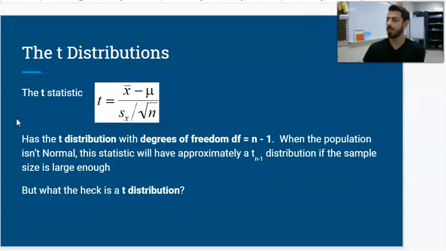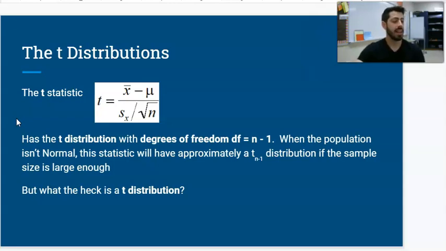For normal distributions, we had a z-statistic. For t-distributions, we will have the t-statistic. The t-statistic looks a lot like the z-statistic, or a z-score, if you will. You still take the sample mean minus the population mean, and instead of dividing it by the population standard deviation over the square root of n, you divide it by the sample standard deviation over the square root of n.